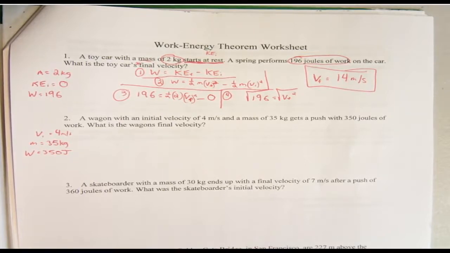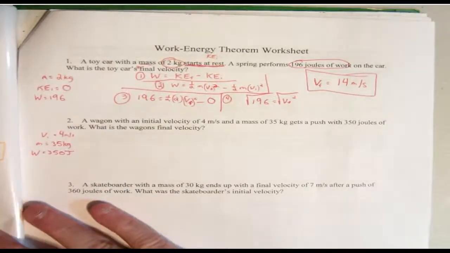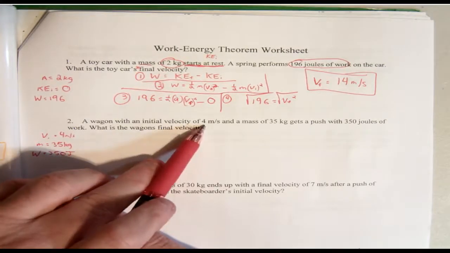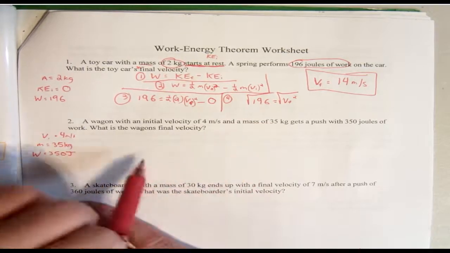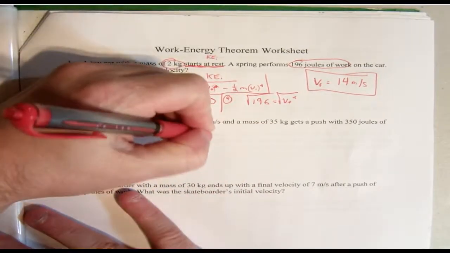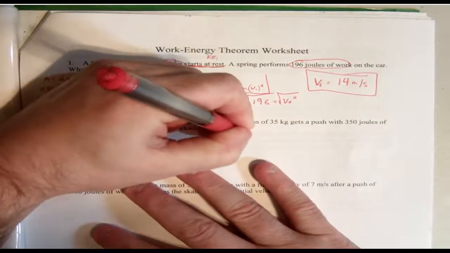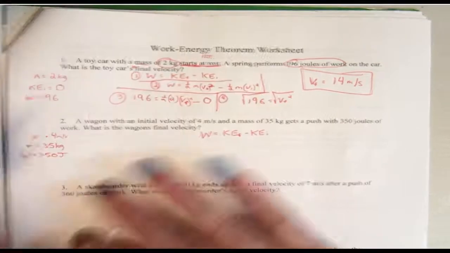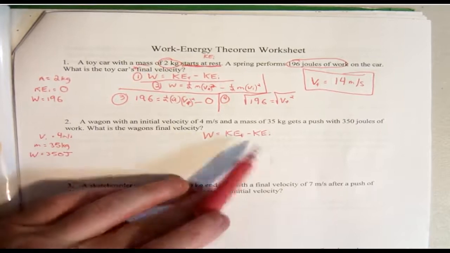Cool. So if you want to get extra crazy, and I'm going to work this out anyways, you can be like, well, if I have initial velocity and I have mass, we're using the same formula for work. So work equals kinetic energy final minus kinetic energy initial. Well, if they gave me initial velocity, and I have mass, I have everything I need to solve this.